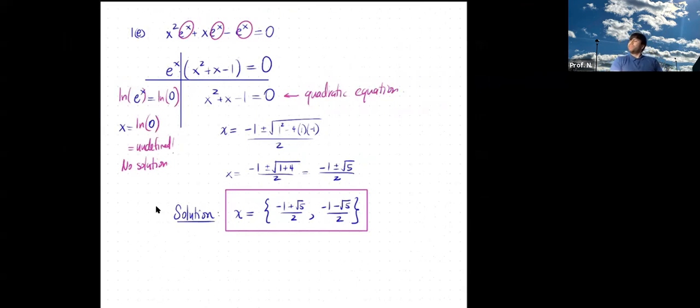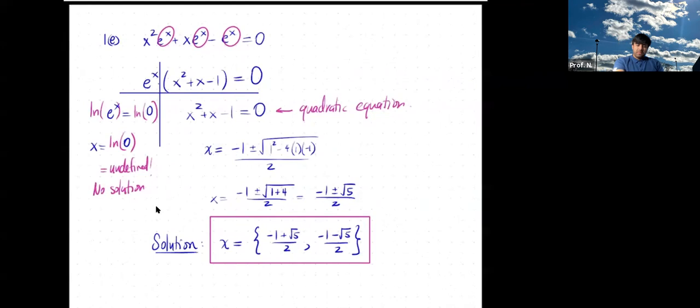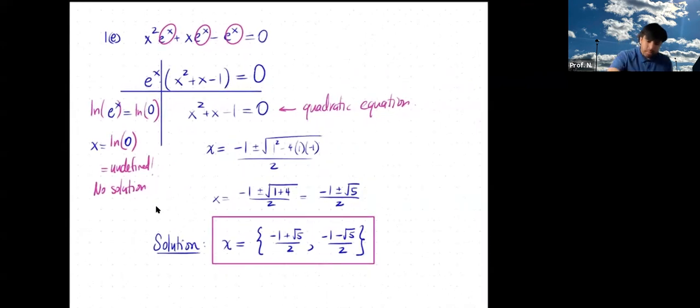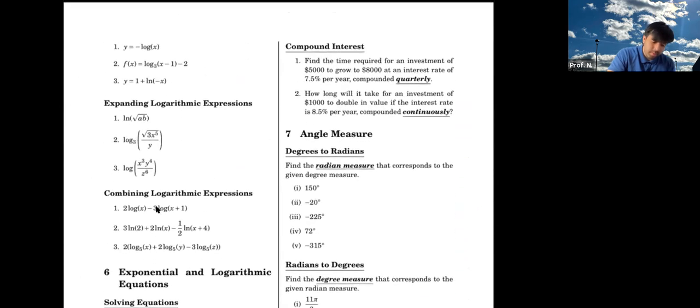All right. Okay, next. Expanding logarithmic expressions. Number 1.